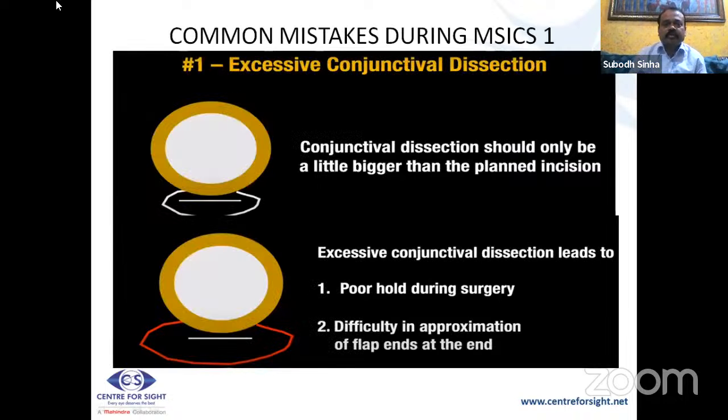One of the common mistakes we make while doing SICS is excessive corneal dissection like this. It may lead to poor hold during surgery, and after surgery there may be difficulty in approximating the flap ends. So it should be just enough so that you can make an appropriate size tunnel.